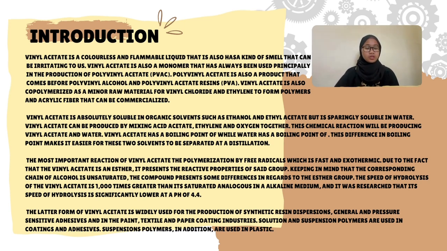in water. For your information, vinyl acetate can be produced by mixing acetic acid, ethylene, and oxygen together. The chemical reaction produces vinyl acetate and water, which have different boiling points. For instance, vinyl acetate has a boiling point of 72 degrees Celsius, while water has a boiling point of 100 degrees Celsius. So the difference between the two makes them easier to separate in distillation.